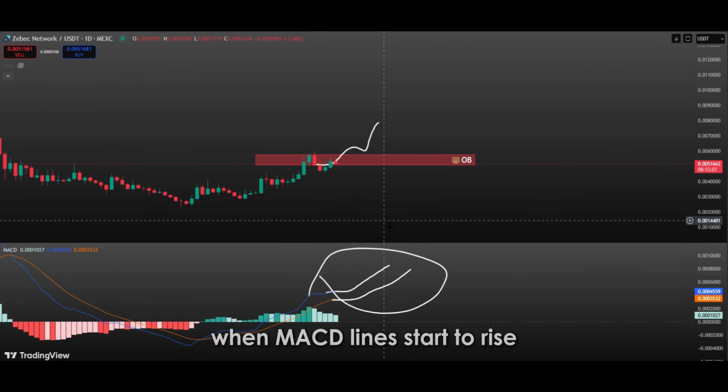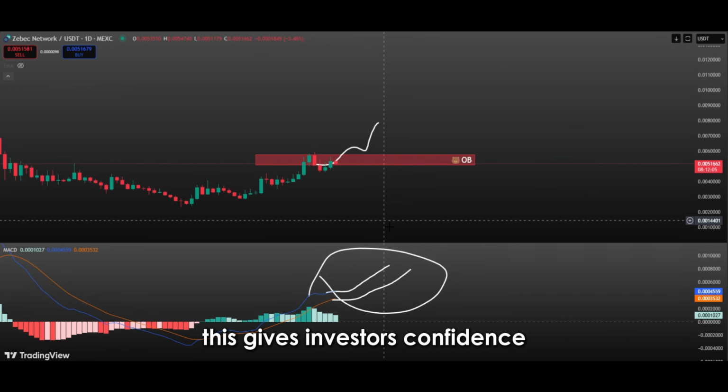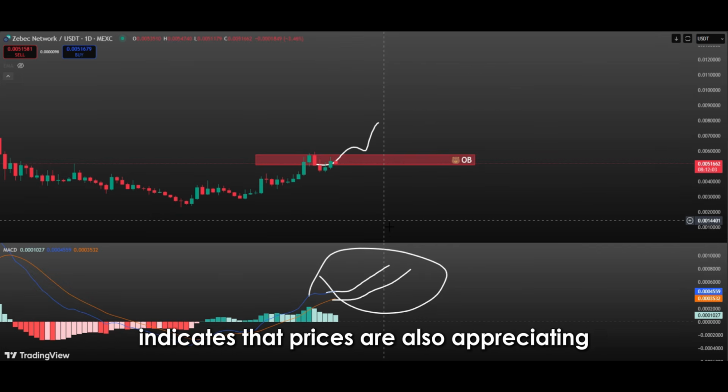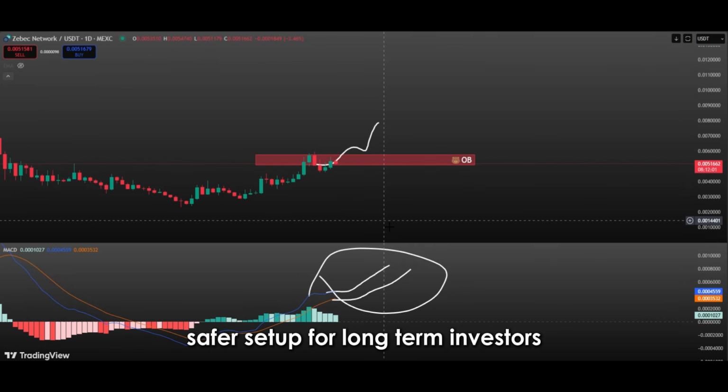In many cases, when MACD lines start to rise, the uptrend does not occur abruptly. It progresses in a gradual and healthy structure. This gives investors confidence, as sharp and sudden rallies often carry correction risks. However, the balanced and steady rise in MACD lines indicates that prices are also appreciating in a gradual manner. This creates a relatively safer setup for long-term investors.